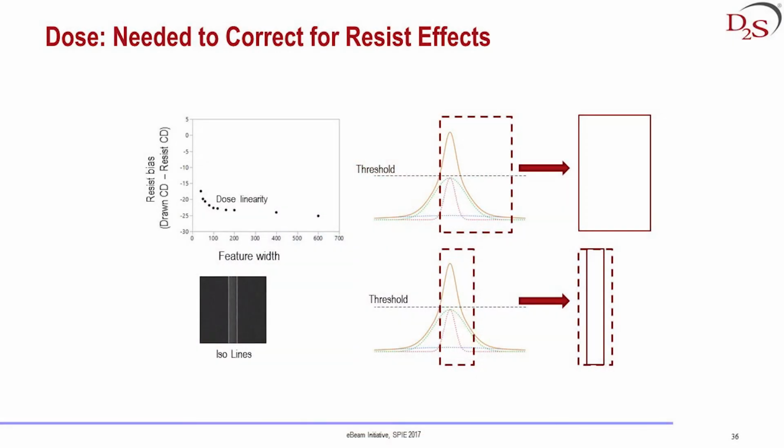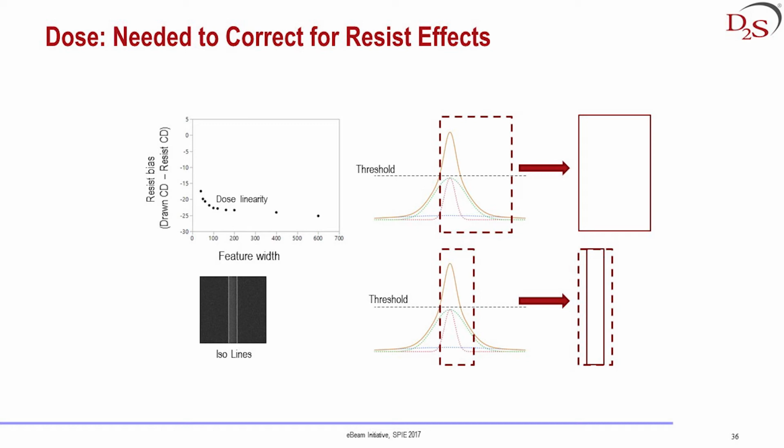I hinted at the dose linearity problem. So again, now I'm not plotting the etch bias, I'm plotting the resist bias. So this is drawn data minus the resist data. Sometimes it's hard to collect the resist data, but we'll show it. And again, big features print big, small features print small. And where does this come from? Well, again, same reason, etch uses Gaussians.